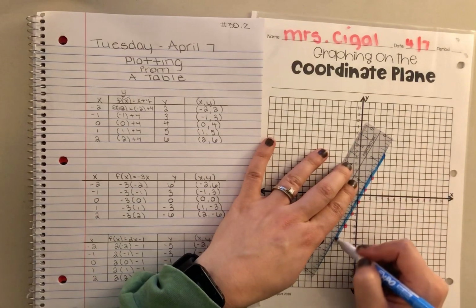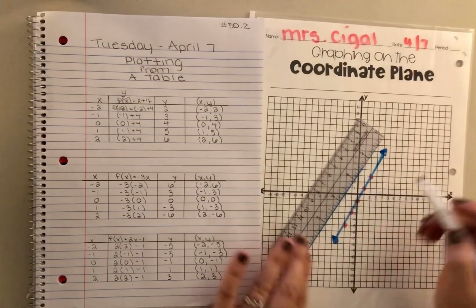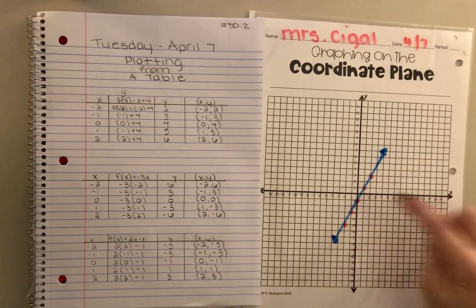This one's a little bit steeper than our first one. The first one was really only going up 1 square and over 1 square, but this one's a little steeper. It's going up and to the right this time instead of down. And it didn't go through the origin.